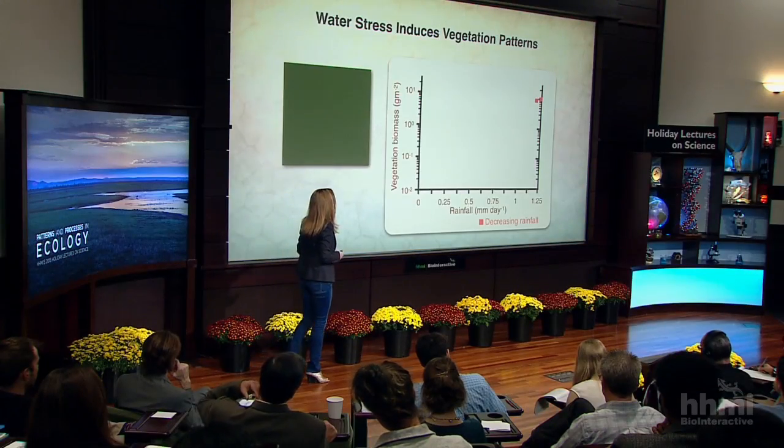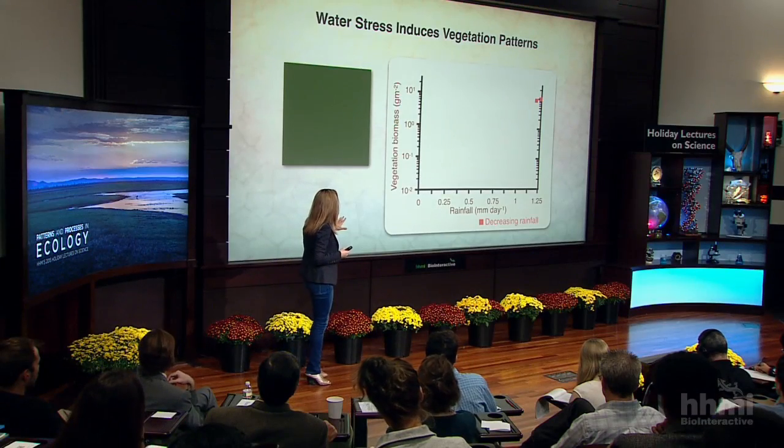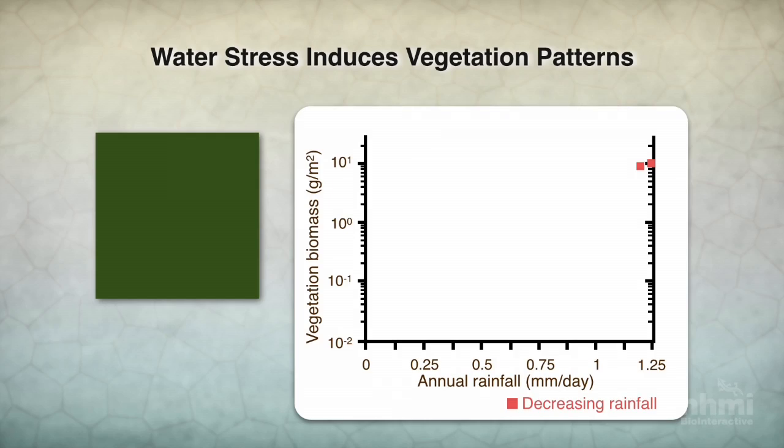So we're going to take a look and see what happens in a system as we decrease rainfall. As we start to put more and more water stress, what kind of patterns are we going to see? On this plot, you see vegetation biomass on the y-axis and then rainfall. I'm going to start with very high rainfall. So on the right-hand side of the screen, as you're looking, at very high rainfall, we're going to have what you have at home if you water your lawn.